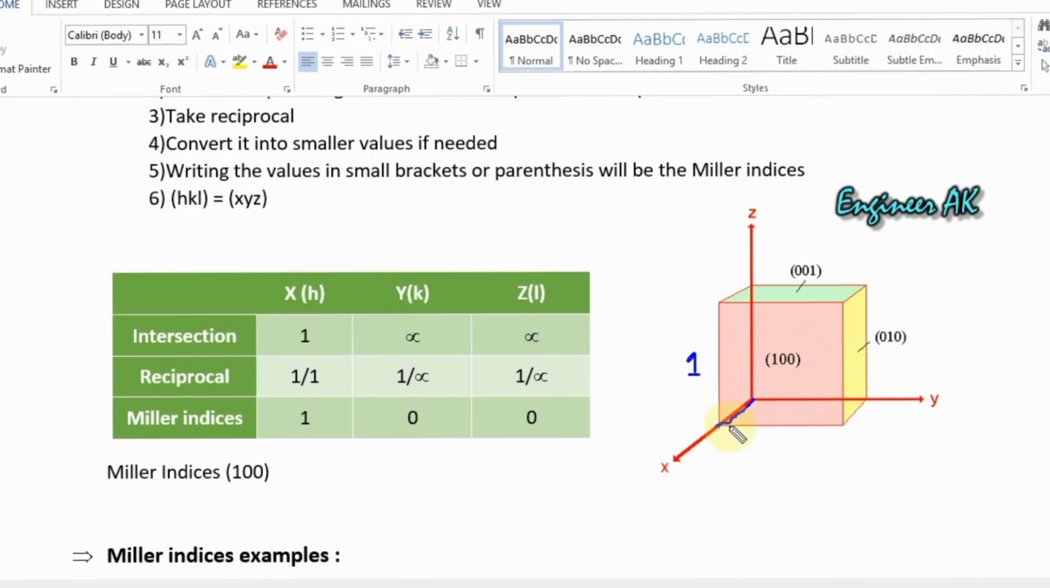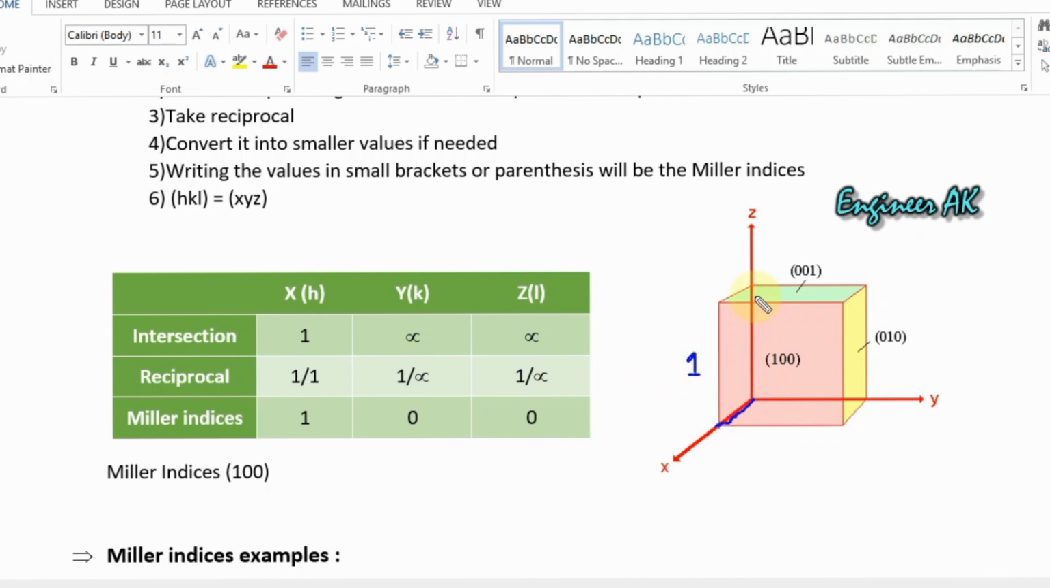This one is a 1. We are taking this magnitude as 1, okay? You have to consider it, right? Like I would say that this cube has a magnitude of 1. So if I am taking from this origin, we can see that at the x-axis the plane is cutting at 1, right?